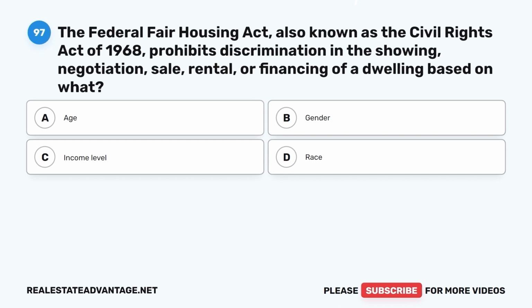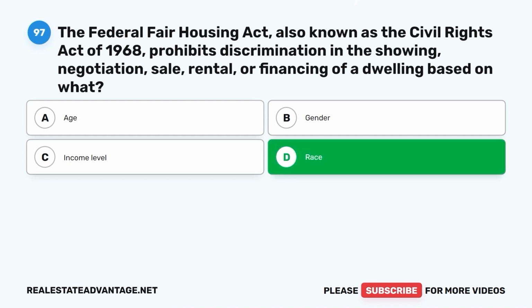Question 97. The Federal Fair Housing Act, also known as the Civil Rights Act of 1968, prohibits discrimination in the showing, negotiation, sale, rental, or financing of a dwelling based on what? A. Age. B. Gender. C. Income level. D. Race. The correct answer is D.